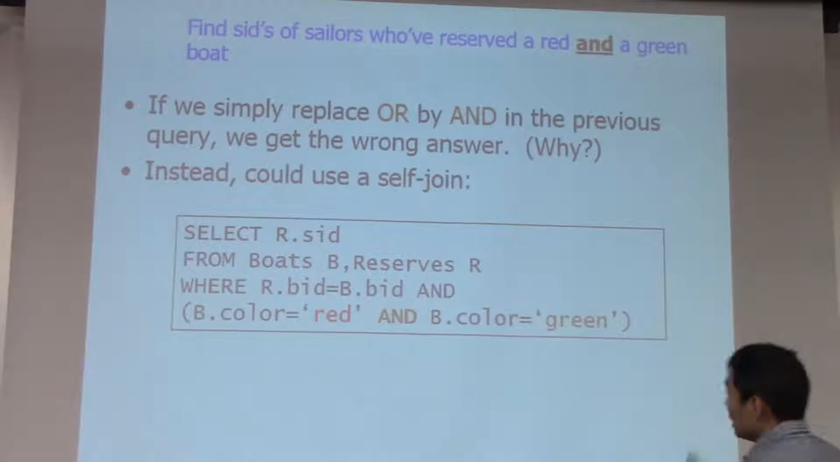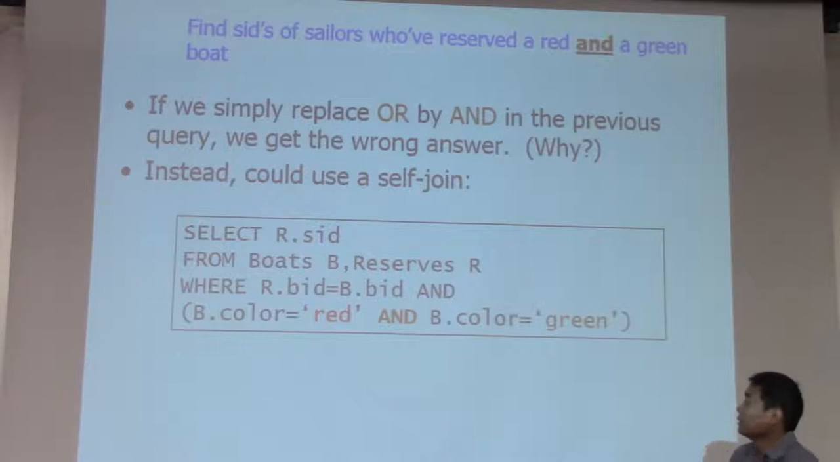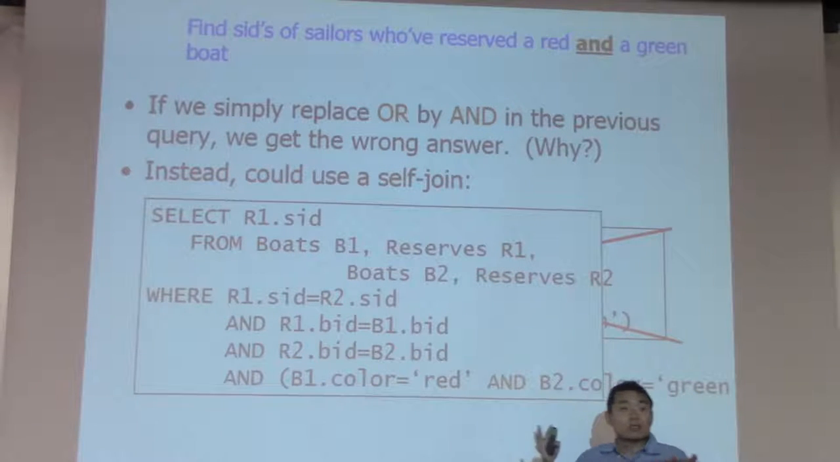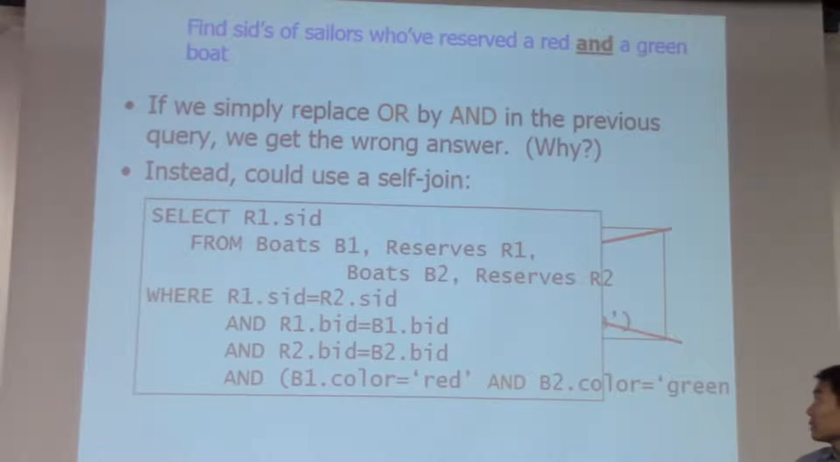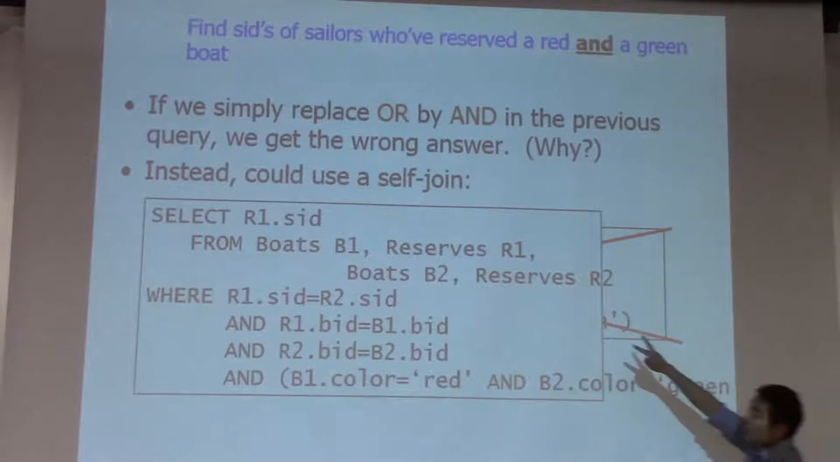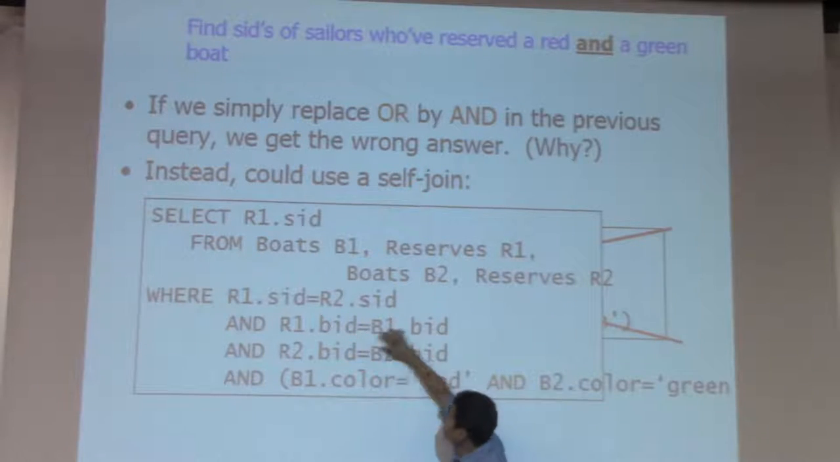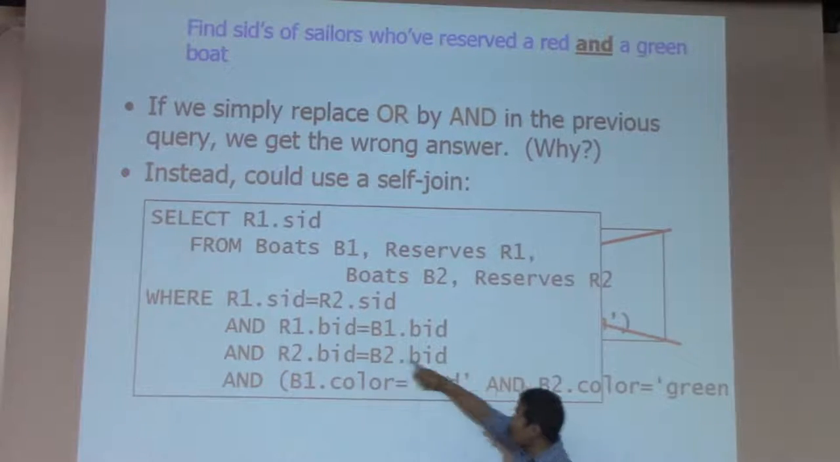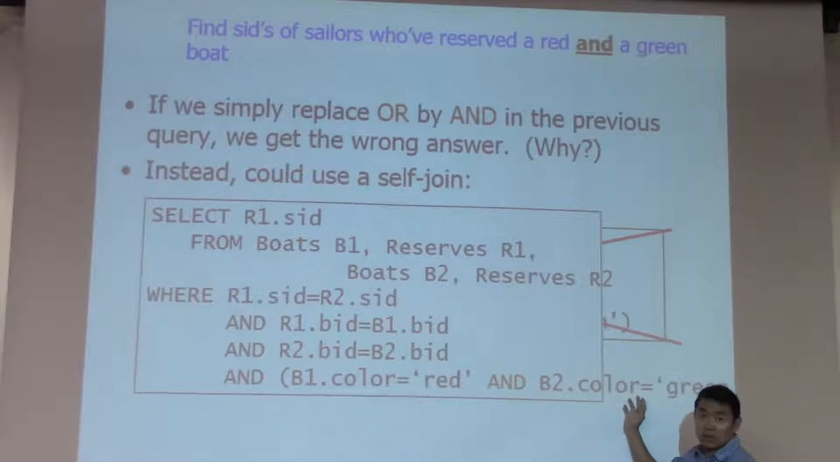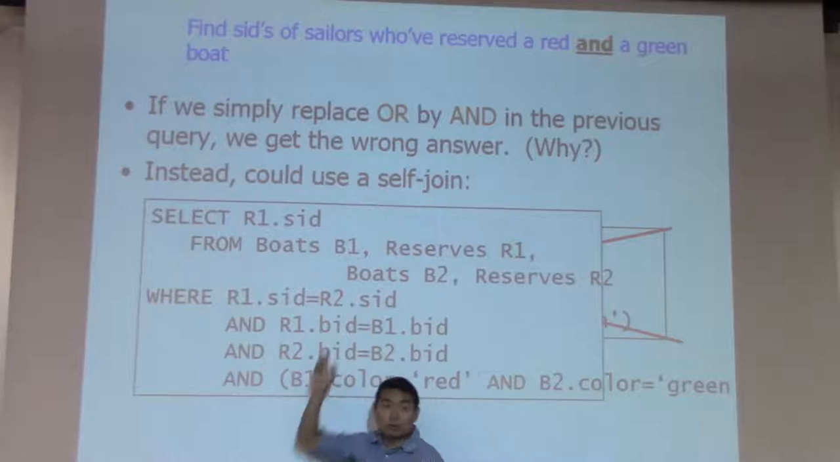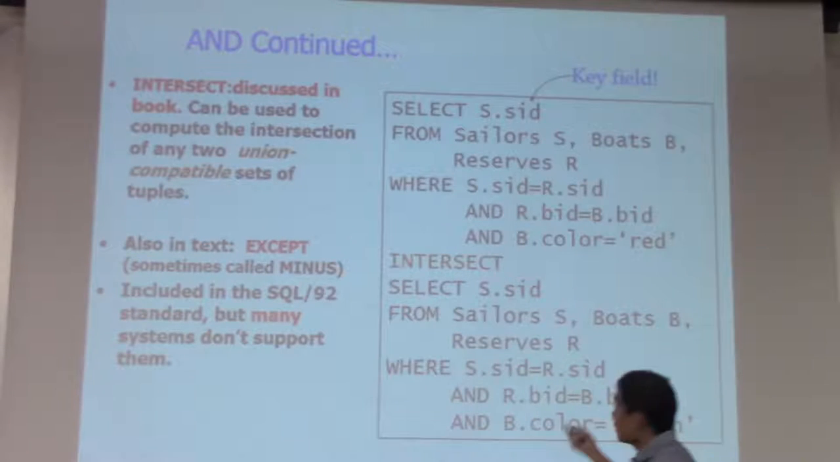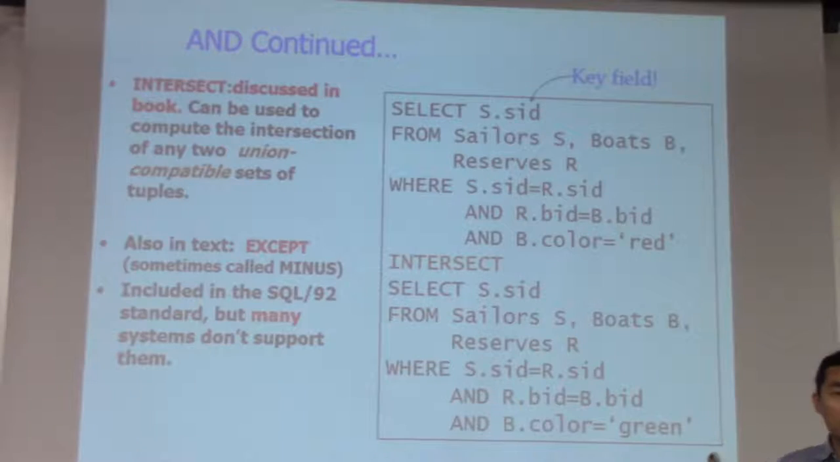In particular, how do you do this in SQL without intersection? Well, you use two instances, two copies of both Sitters and Reserves. In the first pair, you enforce red color. In the second pair, you enforce green color. In one join, you can make two copies of the same instance over both Sitters and Reserves. In the first pair, the sitter ID must be the same, color is red. In the second pair, the sitter ID must be the same, but color is green. And then you find those sitter IDs and output them. Alternatively, you can use INTERSECT when it is available. But if it's not available, you can do this.